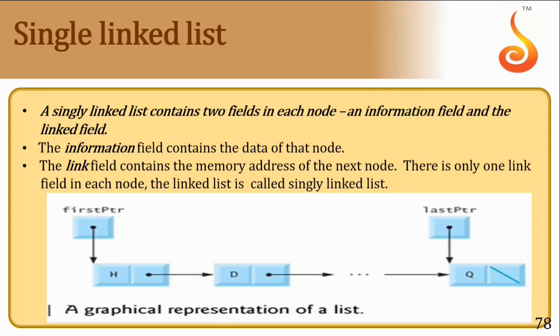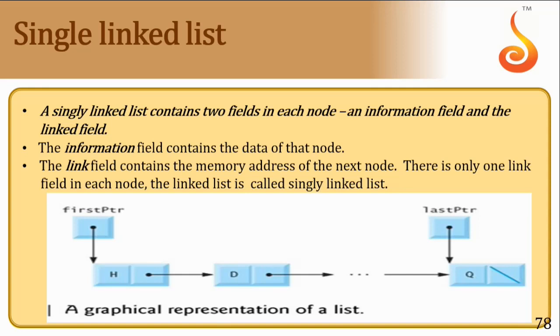A singly linked list contains two fields in each node, an information field and a link field. The information part holds the data of that node, and the link part holds the memory address of, or points to, the next node in the list. There is only one link field in each node, and it points to the next node. It will not point to the previous node in the list, and this is called a singly linked list.